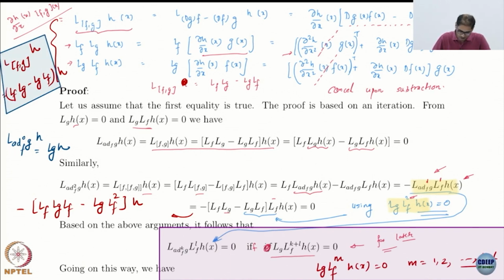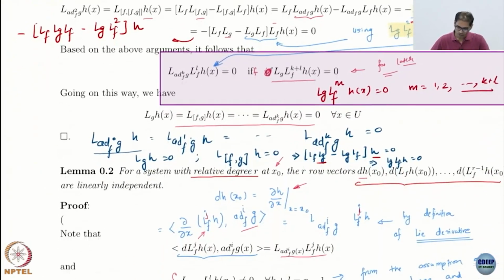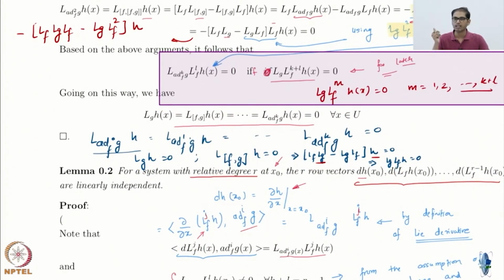Yeah. So this is really what you will require in order to complete all of this proof. We actually looked at the proof. Okay. So once you have this iterated relationship, there is an equality between L_g L_f^k h and L_{ad_f^k g} h. There is a similarity here. There is an equivalence here.